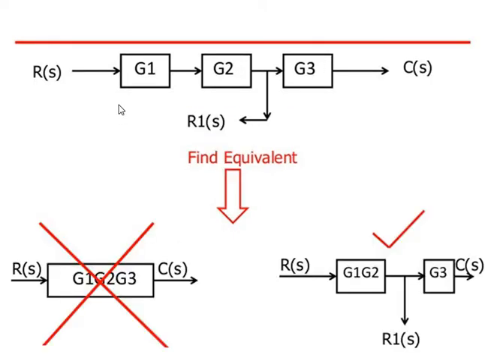Consider another example of the cascade connection of the blocks G1, G2 and G3, but between blocks G2 and G3, one takeoff point is taken. That means we cannot consider all three blocks as connected in cascade. Here only G1 and G2 are connected in cascade, but G3 is not. So the equivalent circuit is not equivalent to G1, G2 and G3. Only G1 and G2 are connected in cascade, so their multiplication gain is G1 and G2, R1S as it is, and G3 as it is.